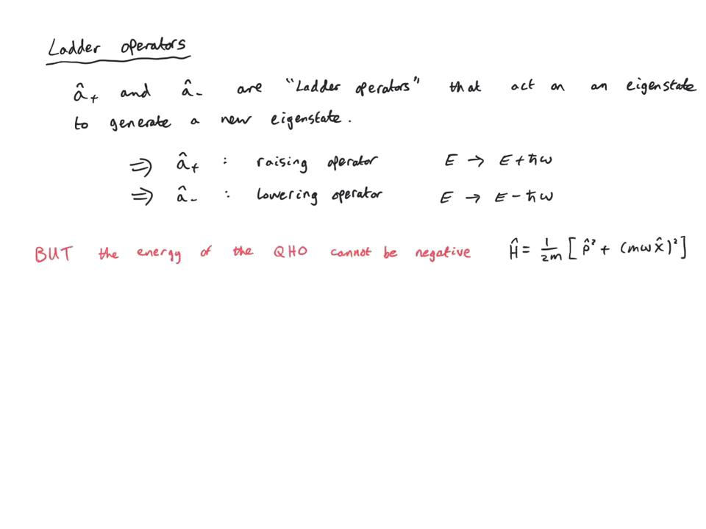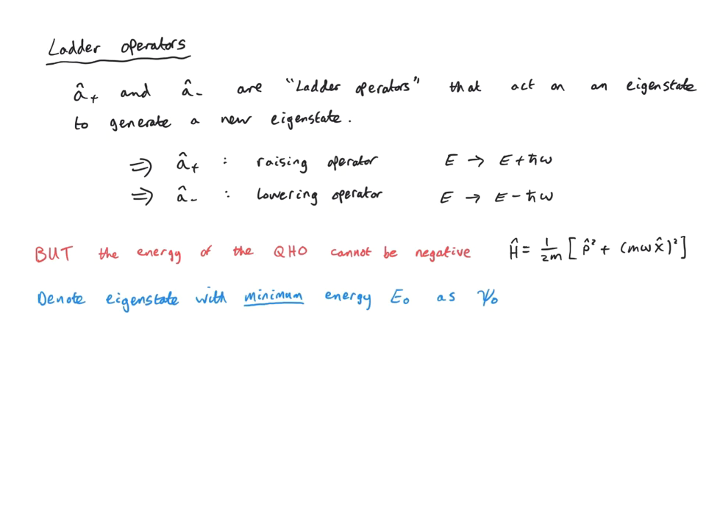But the energy of the quantum harmonic oscillator cannot be negative. Remember, the Hamiltonian in its original form was the sum of two squares, p squared plus x squared, so this object cannot be negative, and H, of course, is giving us the total energy of the system. What that means is that if we have a given eigenstate of the system psi, and we apply the lowering operator, we cannot do this indefinitely, because eventually the energy would become negative, and we know that there are no negative energies of this system. Therefore, there must be a minimum energy.